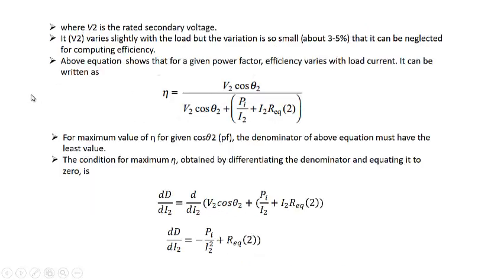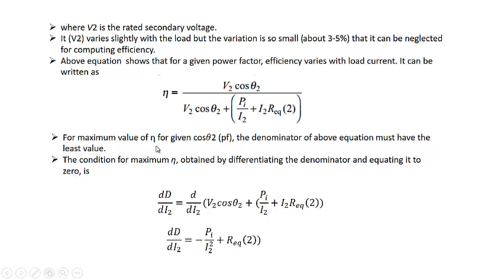Now, V2 is the rated voltage. Usually this V2 varies slightly with the load, but the variation is so small, 3 to 5%, that it can be neglected for computing efficiency. We can say this is constant. The above equation shows that for a given power factor, efficiency varies with the load current. It can be written by dividing the numerator and denominator by I2. This I2 and this I2 will cancel out. Here one I2 goes. So now we'll calculate the maximum efficiency.